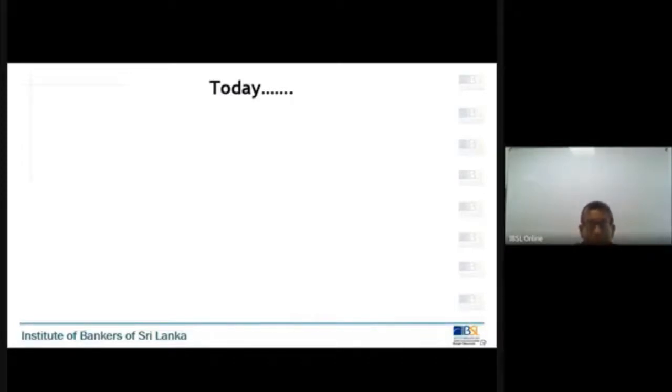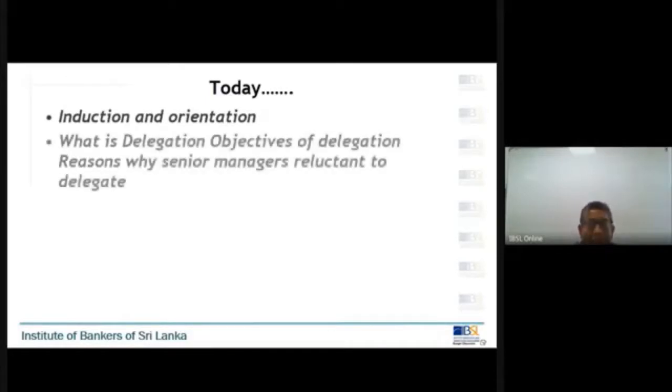Okay, so good. What we are going to discuss today, we are briefly going to touch again on induction and orientation, and what delegation is. I just incorporated something. What is delegation, what are the objectives, and why are people a little reluctant to delegate, and things like that? Then employee appraisal, or what we call performance appraisal, a very interesting area. Everybody is very keen on that.